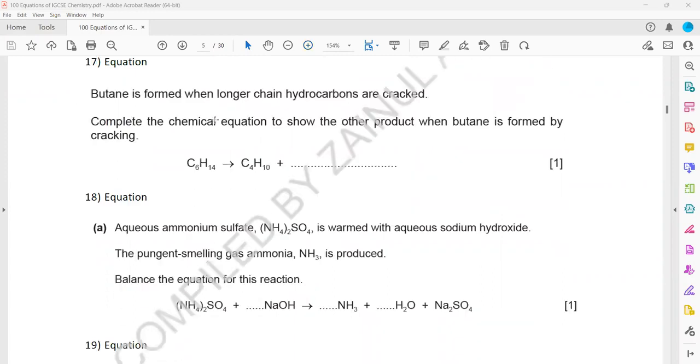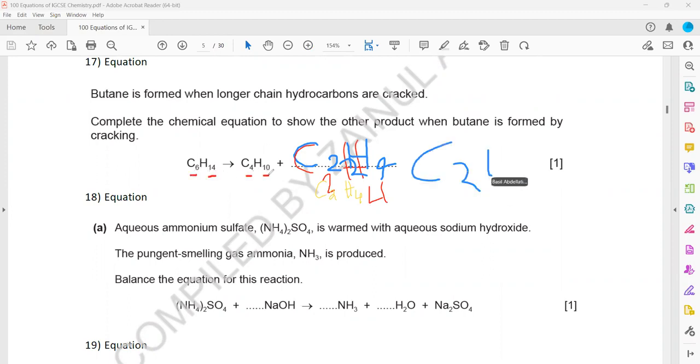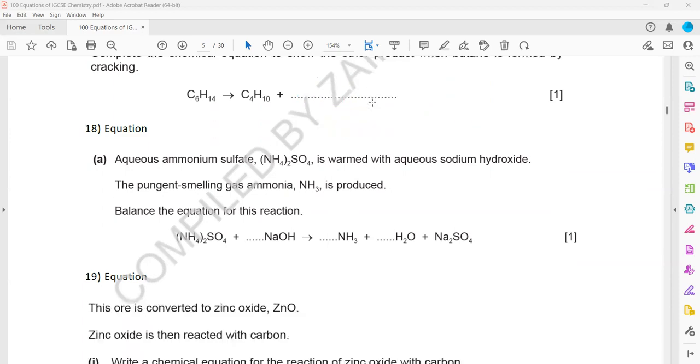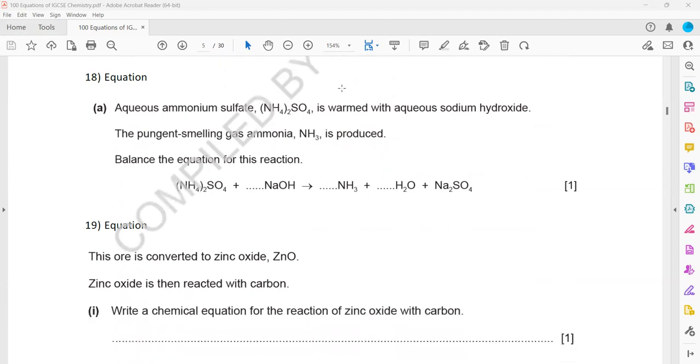The next one, butane is formed when long chain alkanes, hydrocarbons, are cracked. Complete an equation to show the other product when butane is formed by cracking. So what should be the other product? Because in the overall equation, we have 6 carbon and 14 hydrogen. Here 4 and 10. So how many are we left with? We are left with 2 and 4. So C2H4, which is ethene. When cracking is done, it will give either alkane and alkene, or alkene and hydrogen.